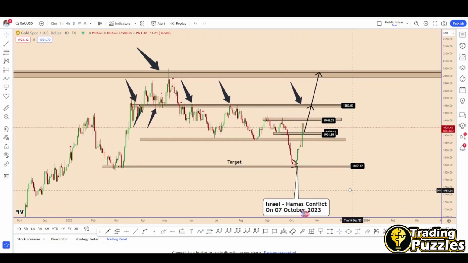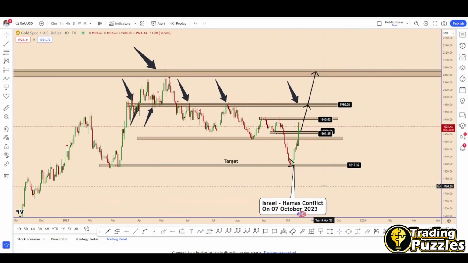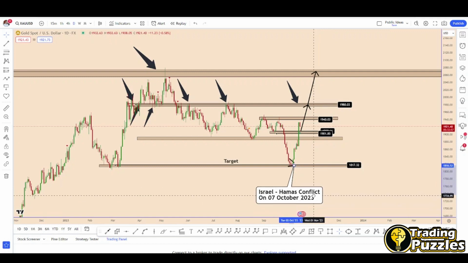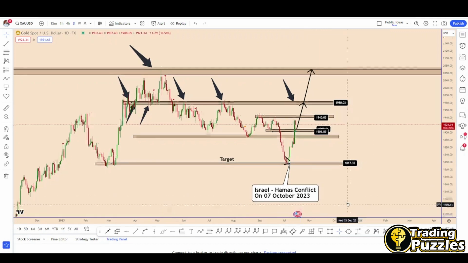So let's see what is going to happen during these days. I hope that this conflict will solve out very soon. Probably they may reach an agreement, but considering how this situation is going, probably we may see gold growing further. So that's all for gold analysis.